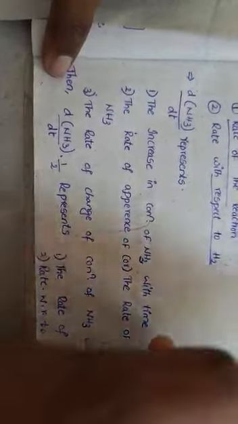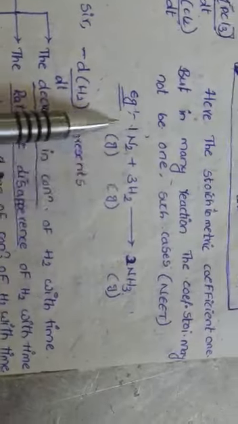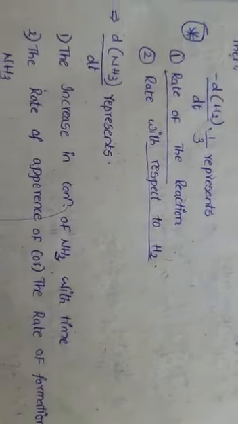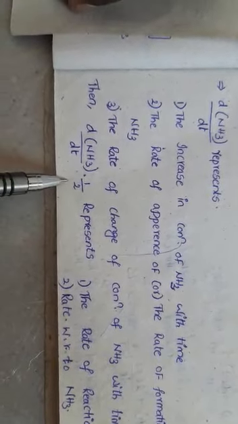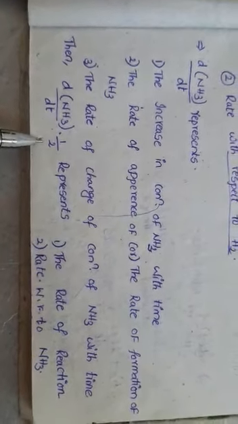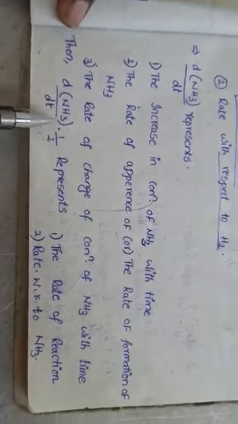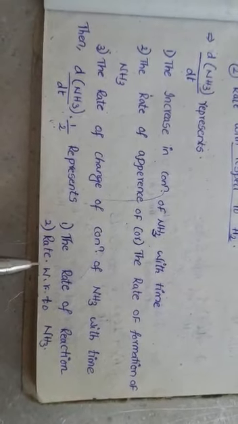Then with concentration terms, if you see the moles in the balanced equation, 2 moles of ammonia are forming. So here we can write d of NH3 by dt into half. The stoichiometric coefficient should come under the denominator. So d of ammonia by dt into half represents the rate of reaction, the rate with respect to ammonia.